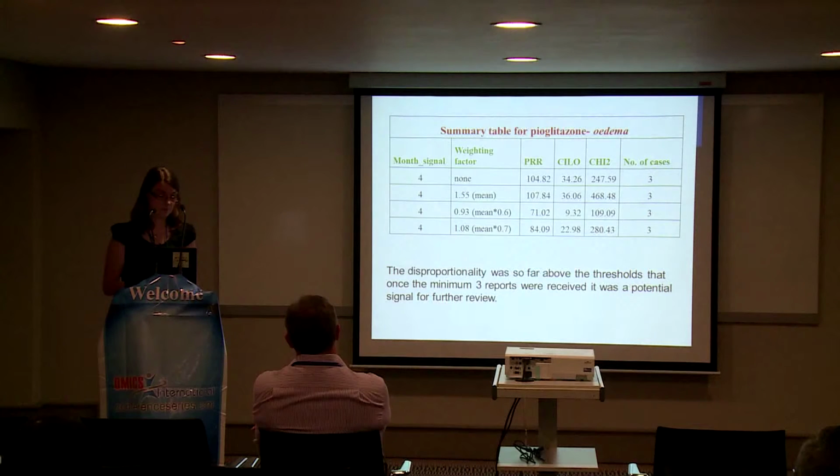So for pioglitazone and edema, the number of reports was 3, and because the mean weighting for edema was quite high, the PRR calculations are quite unrealistic, and it's automatically a signal with the 3 reports in the database.